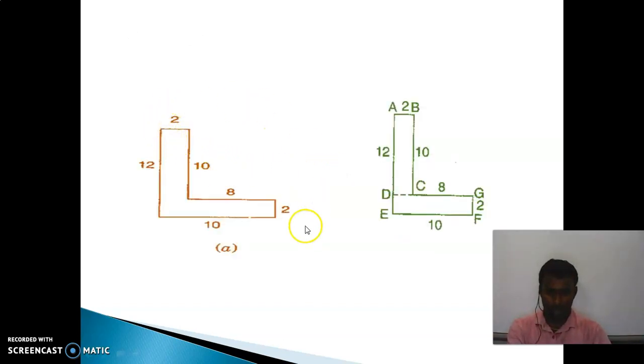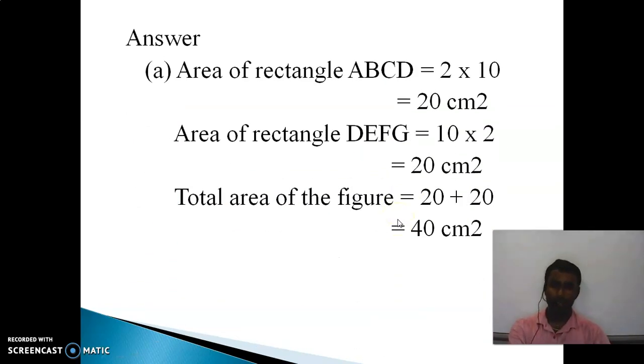Okay, so how to find? First, they will give this kind of shape. You are going to make one cut. After you are cutting, find the value of that one. Then just make it into two rectangles. In those two rectangles, you have to find the length and the breadth from the given data. Then after, we have to proceed with the formula.